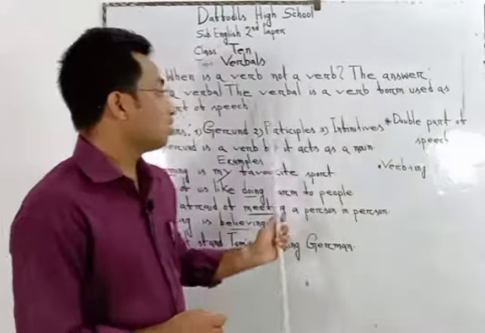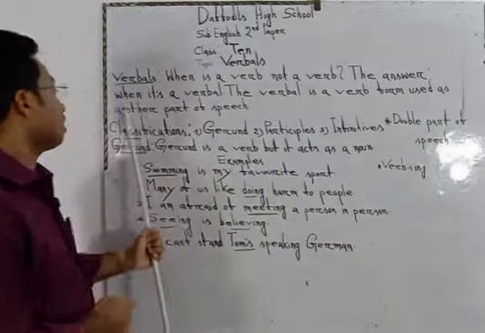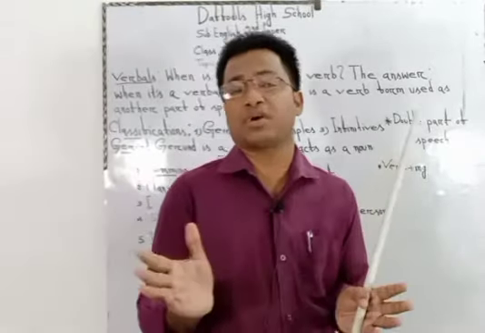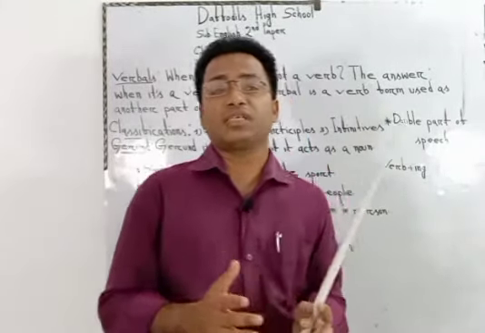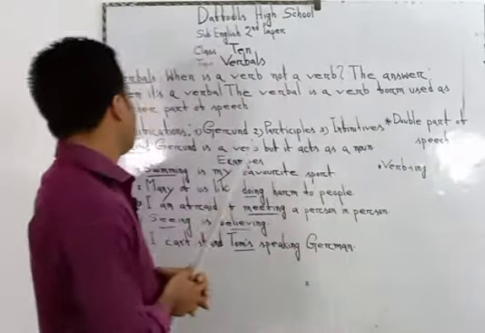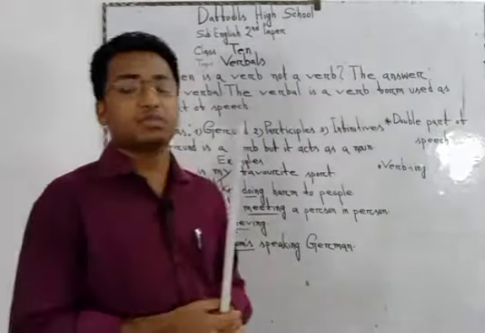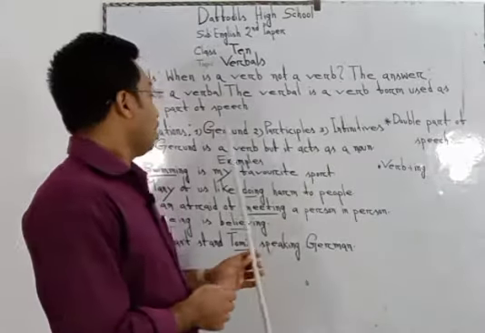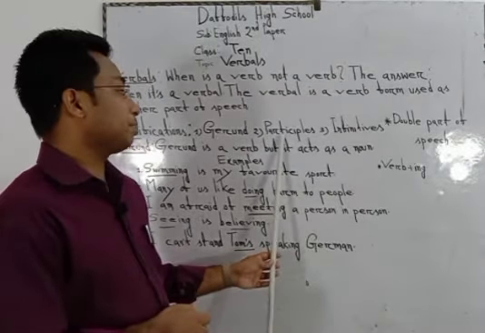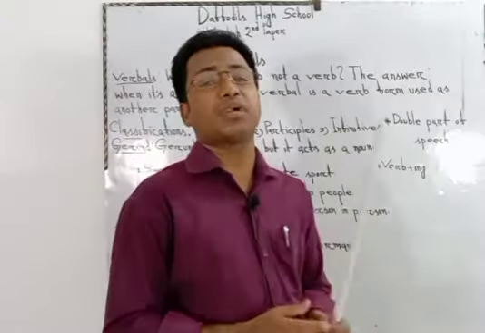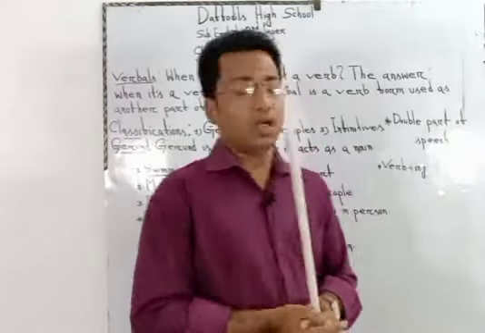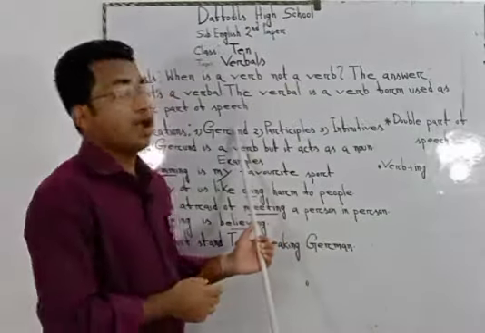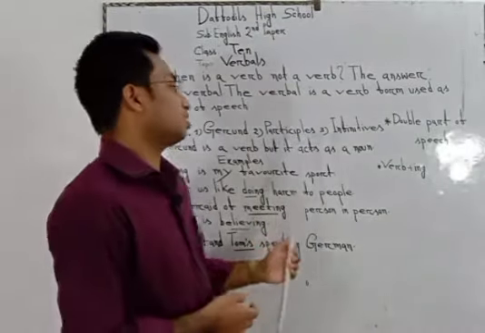The verbal is a verb form used as another part of speech. That means you have to use the verb not as a verb, but as other part of speech. Now, classifications of verbs. How many kinds of verbals are there? There are three kinds of verbals: gerund, participles, infinitives. One more thing. Verbals are also called non-finite verbs.